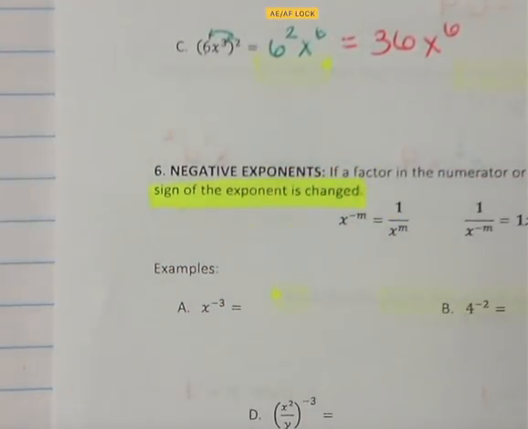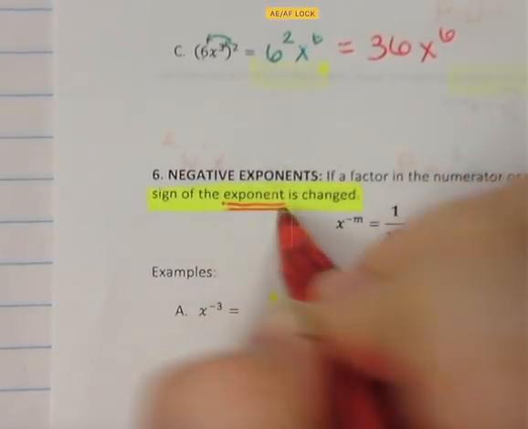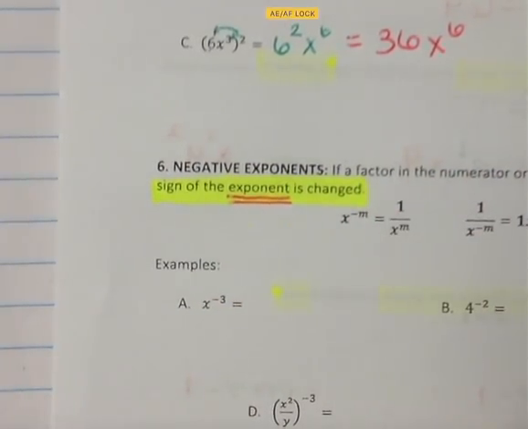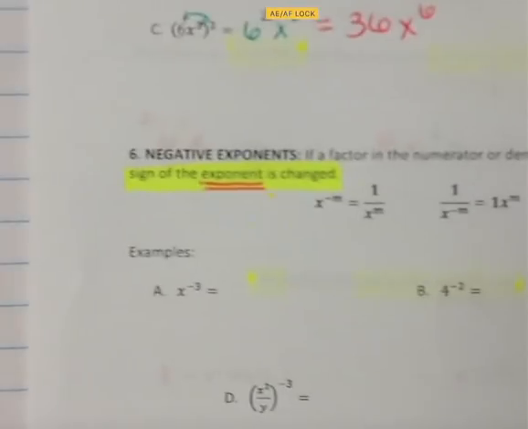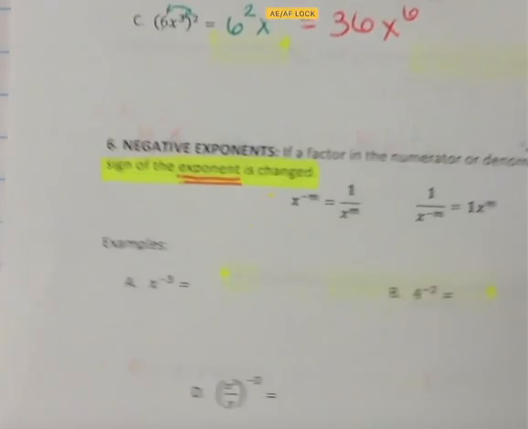And again, it's very important to understand that we're dealing with the exponent. The sign of the exponent is changed. We don't want to have negative exponents, so that's why we would want to move it. A number that's negative is perfectly fine. A number that is negative is fine. The exponent that is negative is not fine.